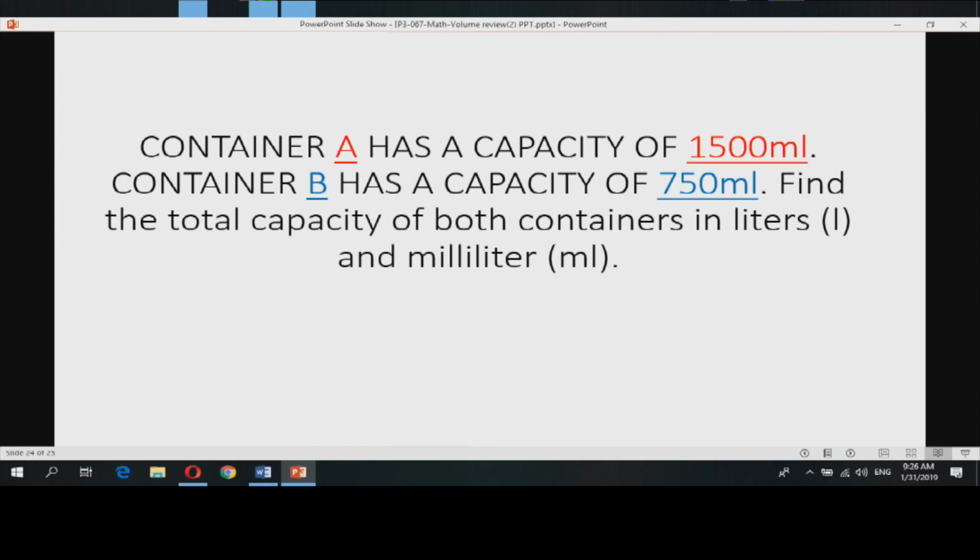Last one. Container A has a capacity of 1,500 millilitres.